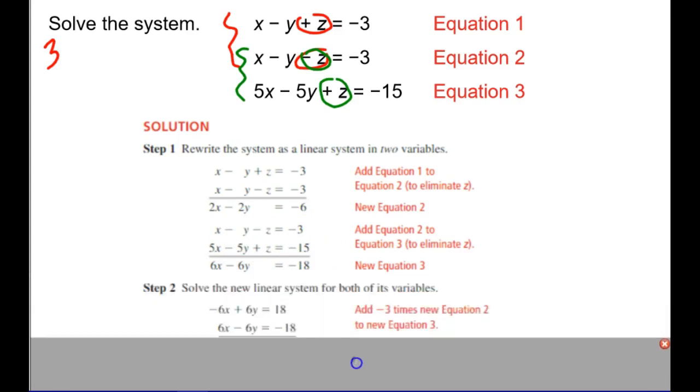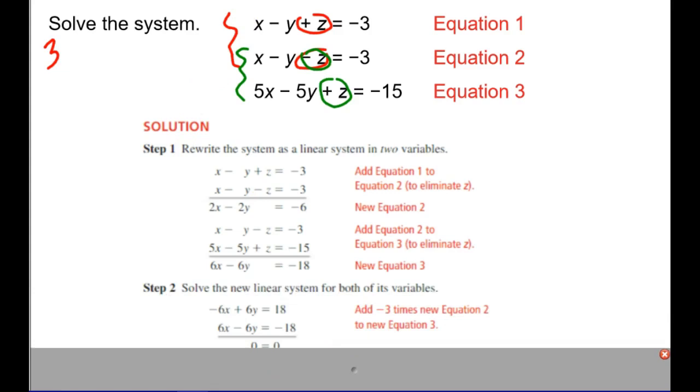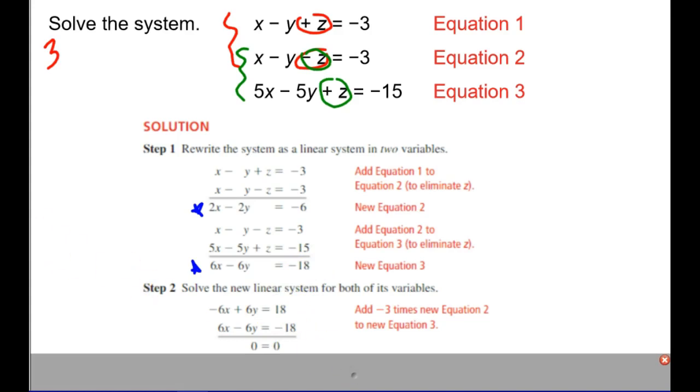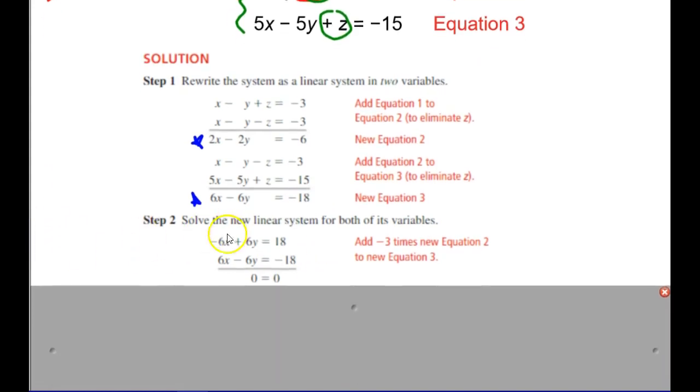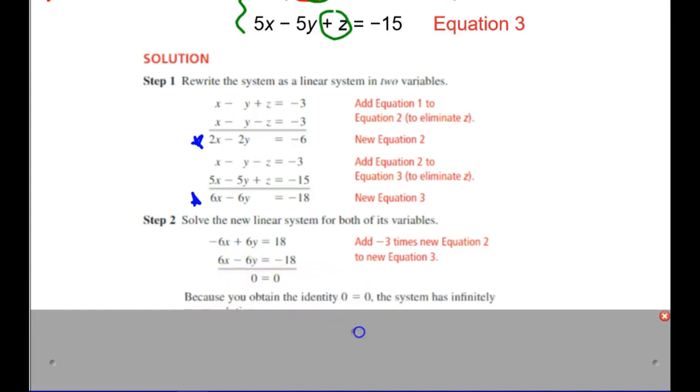So now I solve for both of those variables. So I'm going to be using these two equations right here. My 2x plus minus 2y equals negative 6, 6x minus 6y equals negative 18. So I set those up and I try and solve them. Well, here I see I end up, once I add them, negative 6x plus 6x gives me 0, 6y minus 6y gives me 0, 18 minus 18 gives me 0. So now I end up with 0 equals 0.